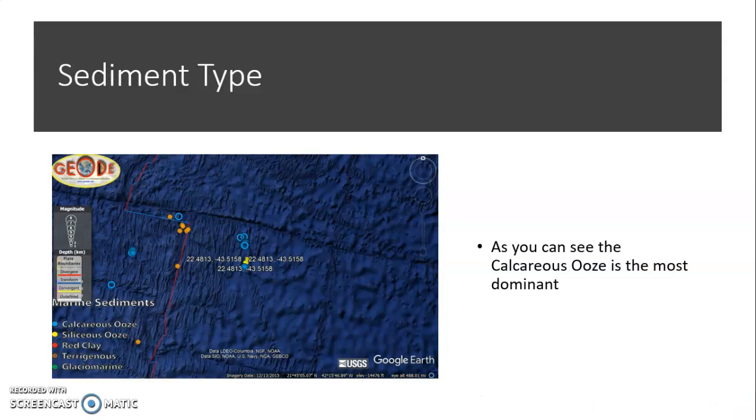The sediment type. As you can see, there is only one sediment type, and that is the Calcareous Ooze. This is a calcium carbonate mud that is formed from the hard parts of the bodies of free-floating organisms. This shows that in this specific area, there was a lot of free-floating organisms that ended up becoming mud and sticking to the floor.